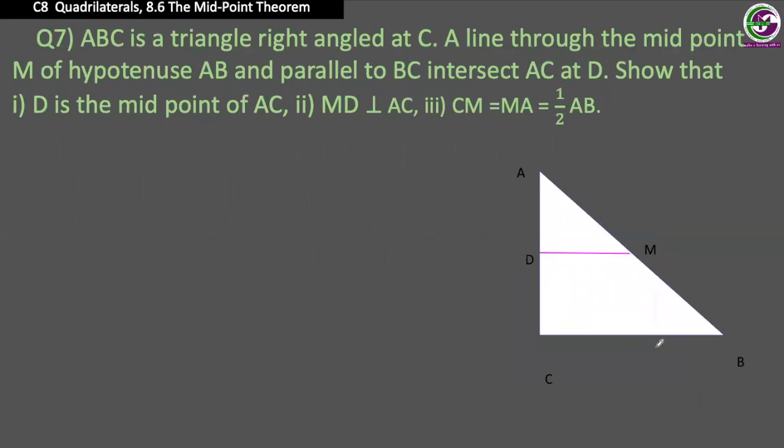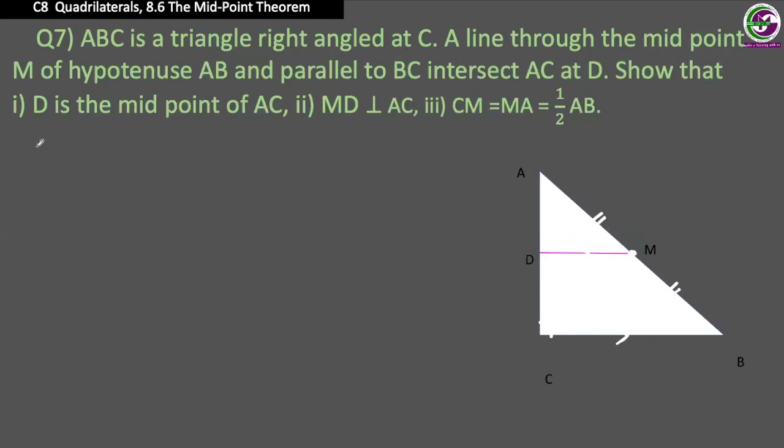Well, moving on to the last question. ABC is a triangle right angled at C. So we have a 90-degree here. A line through the midpoint M of the hypotenuse. So this is the midpoint, which means these two sides are equal and that is the hypotenuse, parallel to BC. So these two are parallel. Intersect AC at D. We know by the midpoint theorem, M is the midpoint and DM is parallel to BC, which means D is the midpoint.